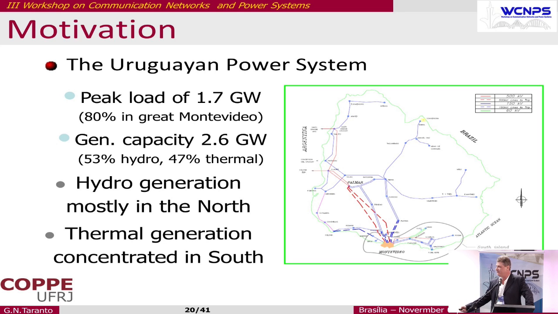Because you can see here, you have very few red lines in this graph. So they have very few connections with Argentina. So from time to time, they have to put one of those out of service for maintenance, but unluckily, they can have an outage in the other one. And this is a big problem for them. But they have thermals in the south and hydros here in the Uruguay River.